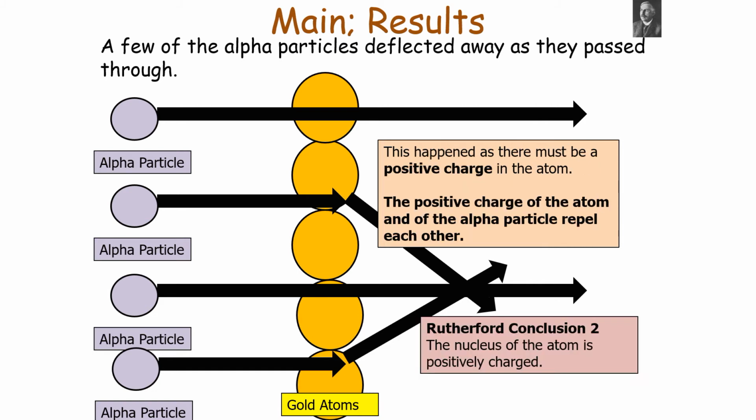Now, the reason why our alpha particles deflected away from the atoms is because there must be a positive charge in the atom. Because the alpha particle itself is positive, so the only thing that can repel another positive charge is a positive charge. So the positive charge of the atom and the positive charge of the alpha particle repel each other. So the second conclusion Rutherford made was that some of the alpha particles are deflected away from the gold atoms because there's a nucleus in the atom which is positively charged.